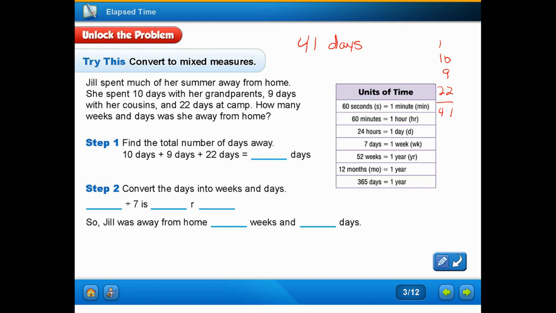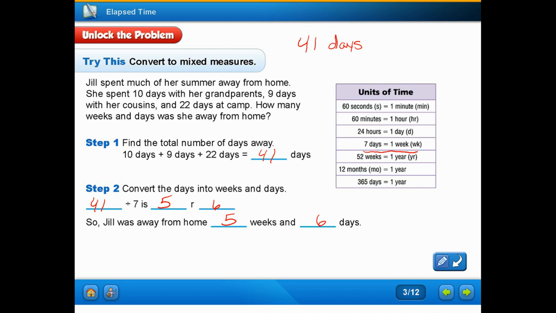Next, it says how many weeks and days was she gone? So we know how many days we have. We've got to figure out how many days are in 1 week. Well, 7 days are in 1 week. So again, I know the days, I'm going to weeks. I am going from small to big, and if we go from small to big, we are dividing. As always, dividing. So we're going to take 41 days, divide it by 7, and we get 5, remainder 6. So Jill was away from home 5 weeks and 6 days.